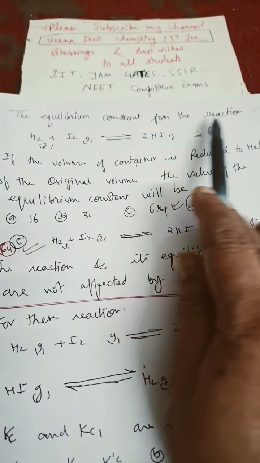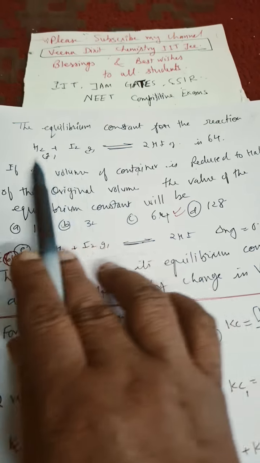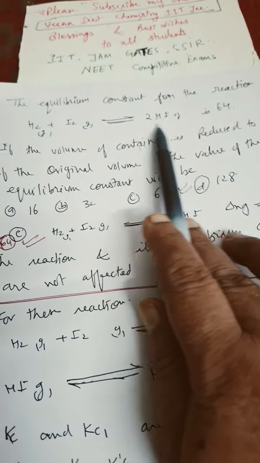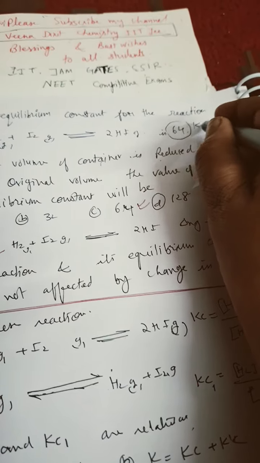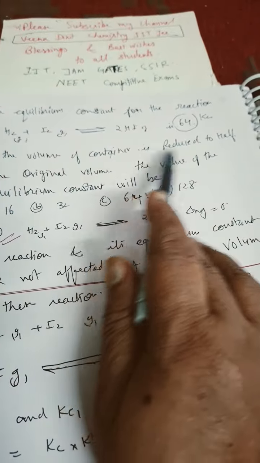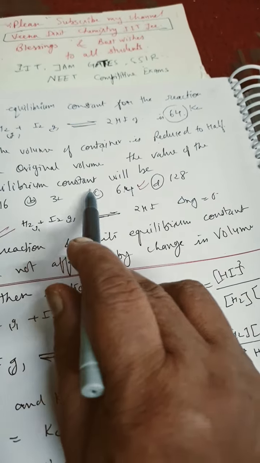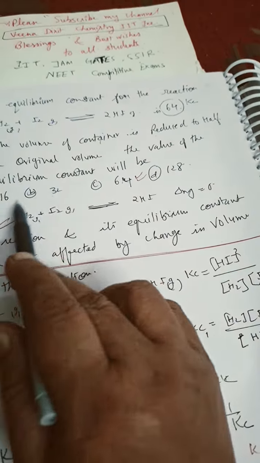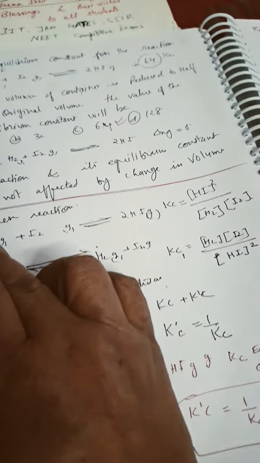The equilibrium constant for the reaction H2 plus I2, hydrogen gas and iodine gas combined together in equilibrium, gives you 2HI, and the equilibrium constant I will say Kc. Okay, equilibrium constant Kc is equal to 64. If the volume of the container is reduced to half of the original volume, the value of the equilibrium constant will be 16, 32, 64, 128. So the answer will be 64.